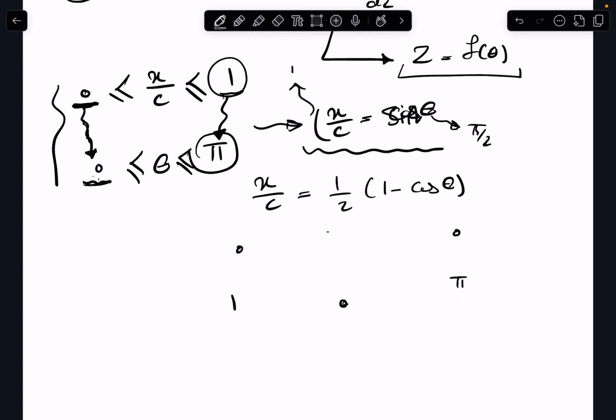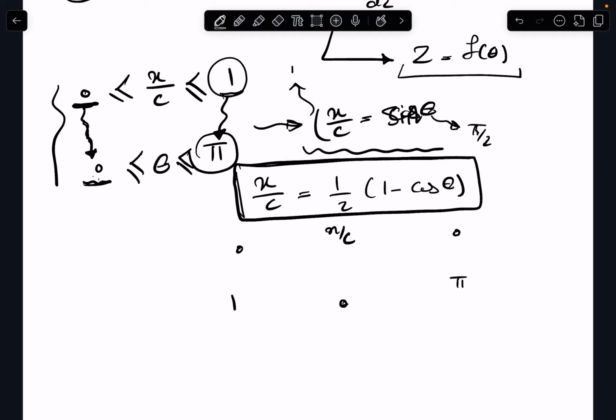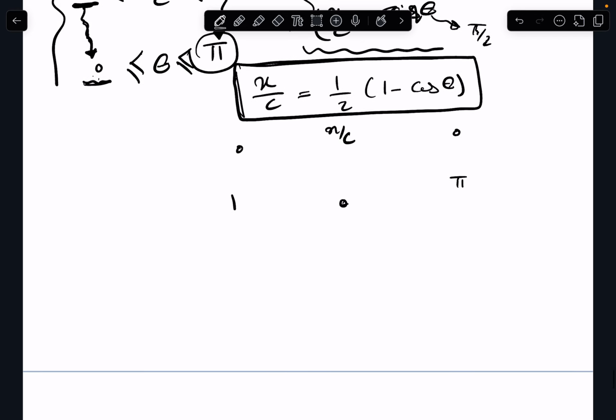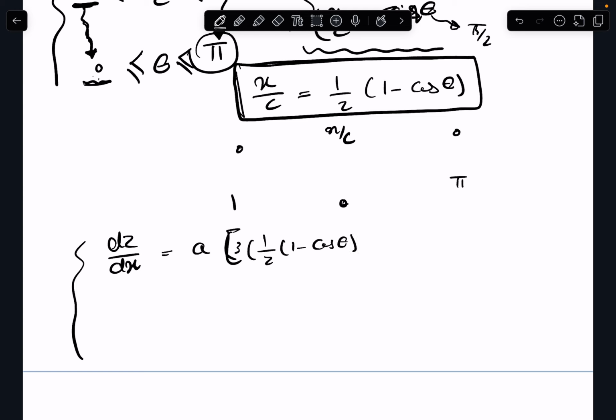And you can always use this to take z as a function of x and convert it to z as a function of theta. So if we rewrite the curvature functions that we have, we're going to end up with a multiplied by 1/2 times 1 minus cosine of theta to the power 2, plus 2b times 1/2 times 1 minus cosine of theta, plus c.